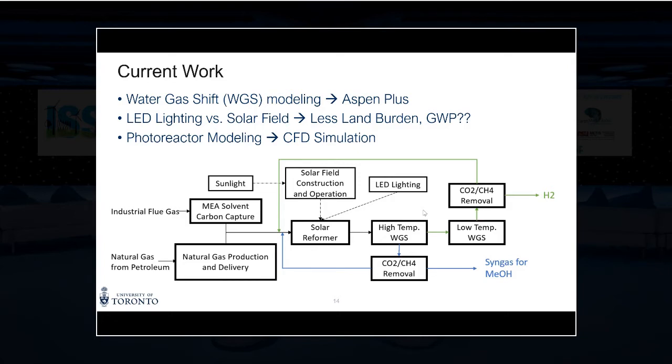And then finally, we're looking at beefing up the impacts and the inventory data associated with the photoreactor portion of the model, so the solar reforming portion. We're going to be looking into doing some computational fluid dynamic modeling to capture some of the light transport characteristics and determine an appropriate size of the photoreactor at a commercial scale, which then can be used in Aspen Plus modeling to generate inventory data associated with that portion of the model.